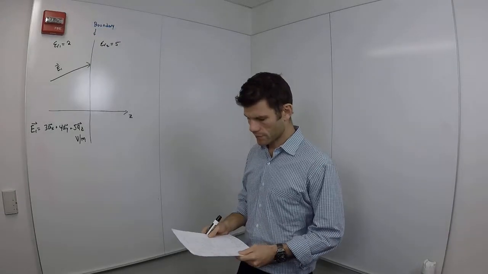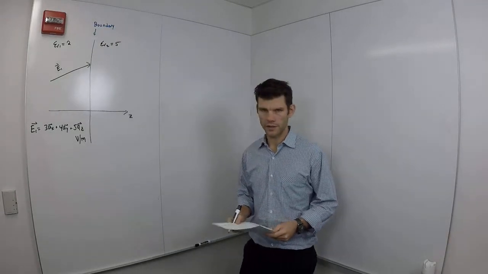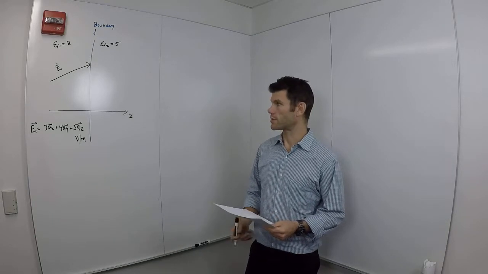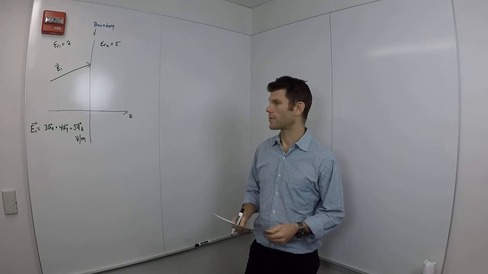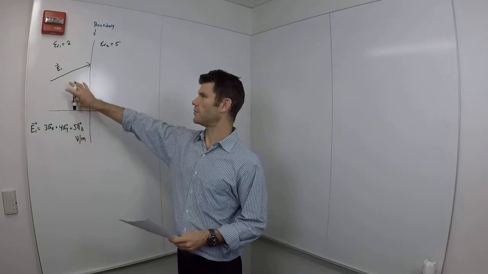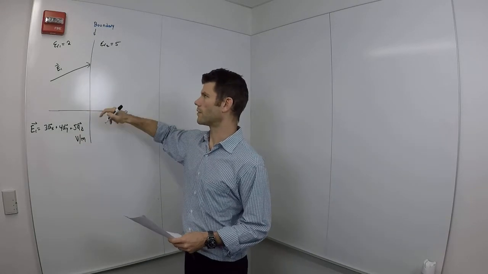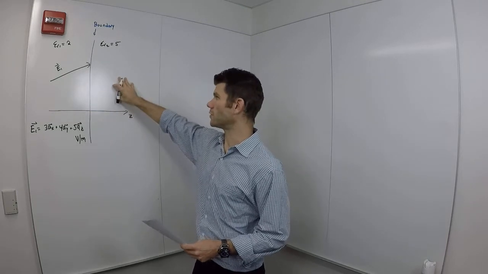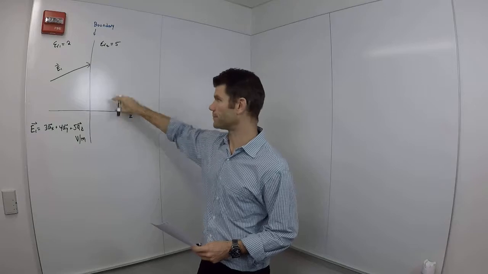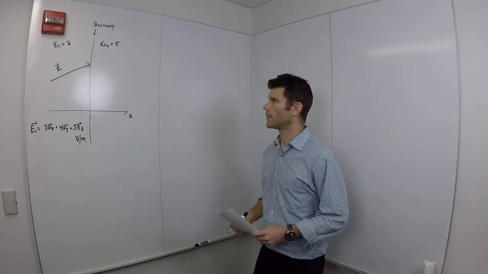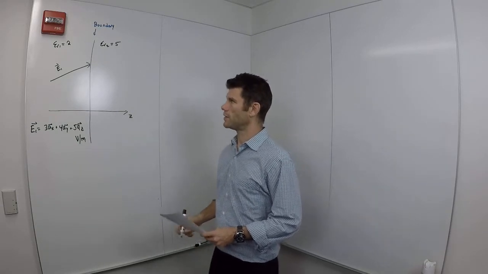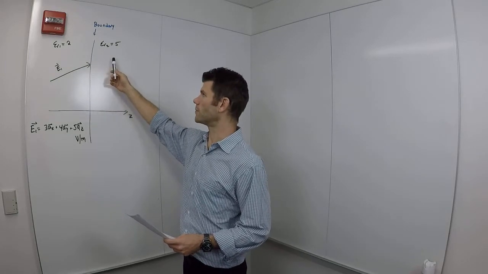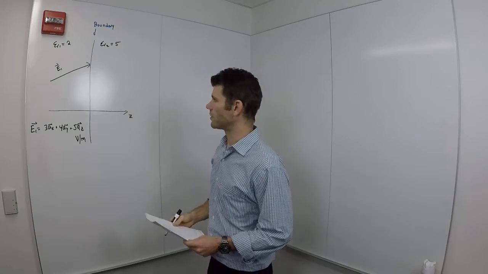Okay, so I'm going to do lecture 13, example 2, which is a boundary condition problem. The idea of this problem is that we have two different media here. We have medium 1, which is on the left side of this boundary, and medium 2, which is on the right side of this boundary. In medium 1 we have a relative permittivity of 2, and in medium 2 we have a relative permittivity of 5.